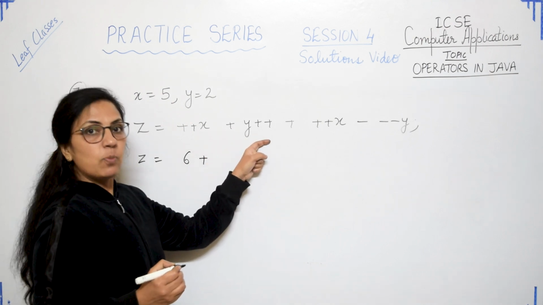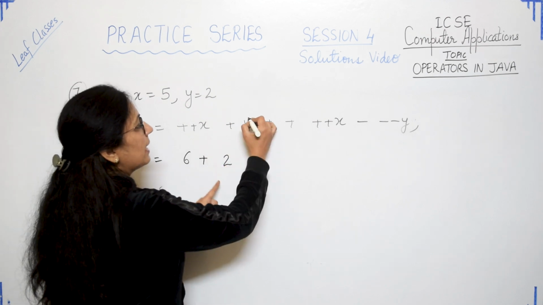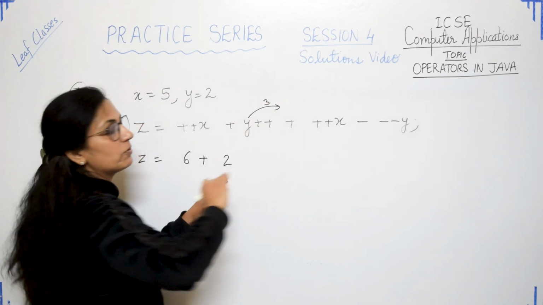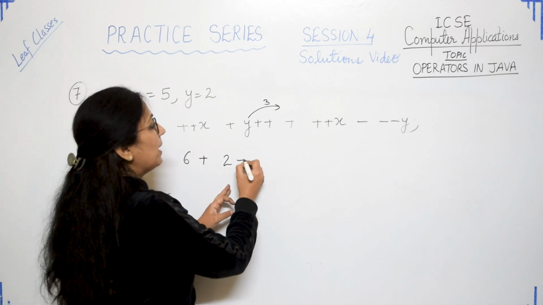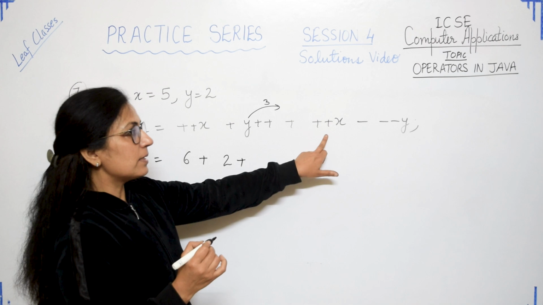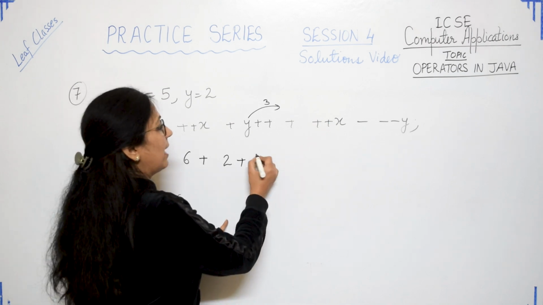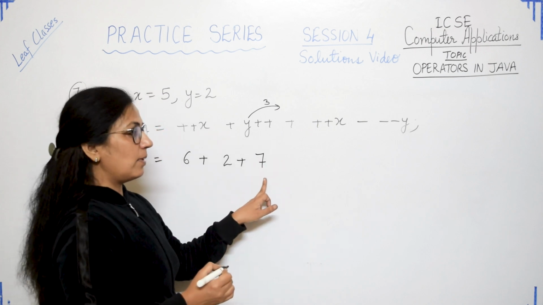Y plus plus is post increment. So first the value 2 will be used, and after that when it moves on, it will become 3. Plus x: here what value has it received? 6. So it is pre-increment. First the value will be changed and then it will be used.